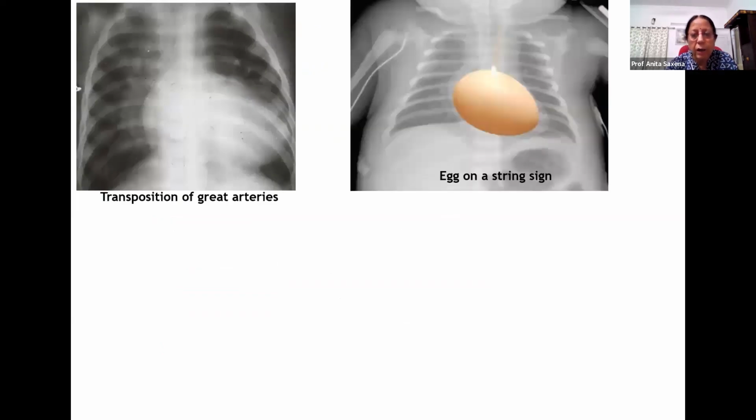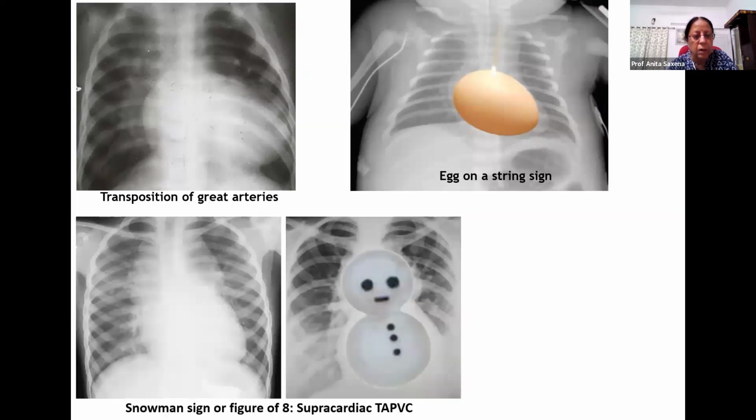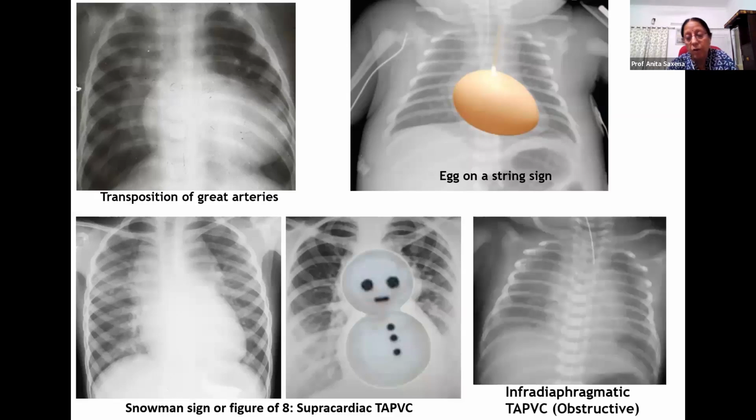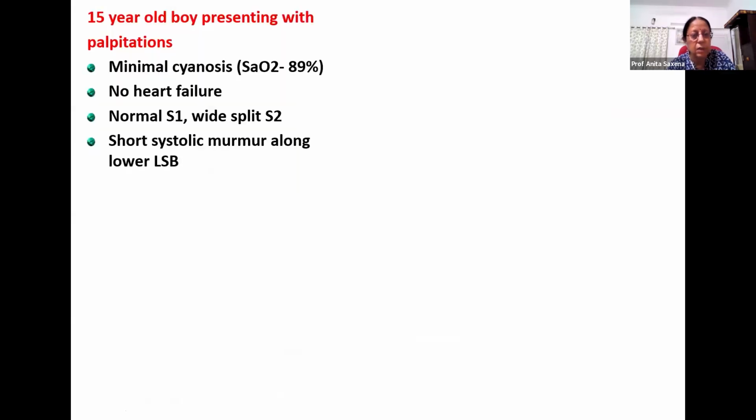On X-ray, if you're lucky, you may have the typical egg-on-side appearance, which takes a little while to develop. It may be present at 1 month or 2 months, but don't expect it in a neonate. Sometimes you have the typical figure of 8 appearance, which usually happens beyond 9 months to 1 year of life. If you have these X-rays, I think you can make a diagnosis. Or if you have an X-ray with no cardiomegaly and ground glass appearance of the lungs, which is typically seen in obstructive TAPVC, these babies are obviously very, very sick.